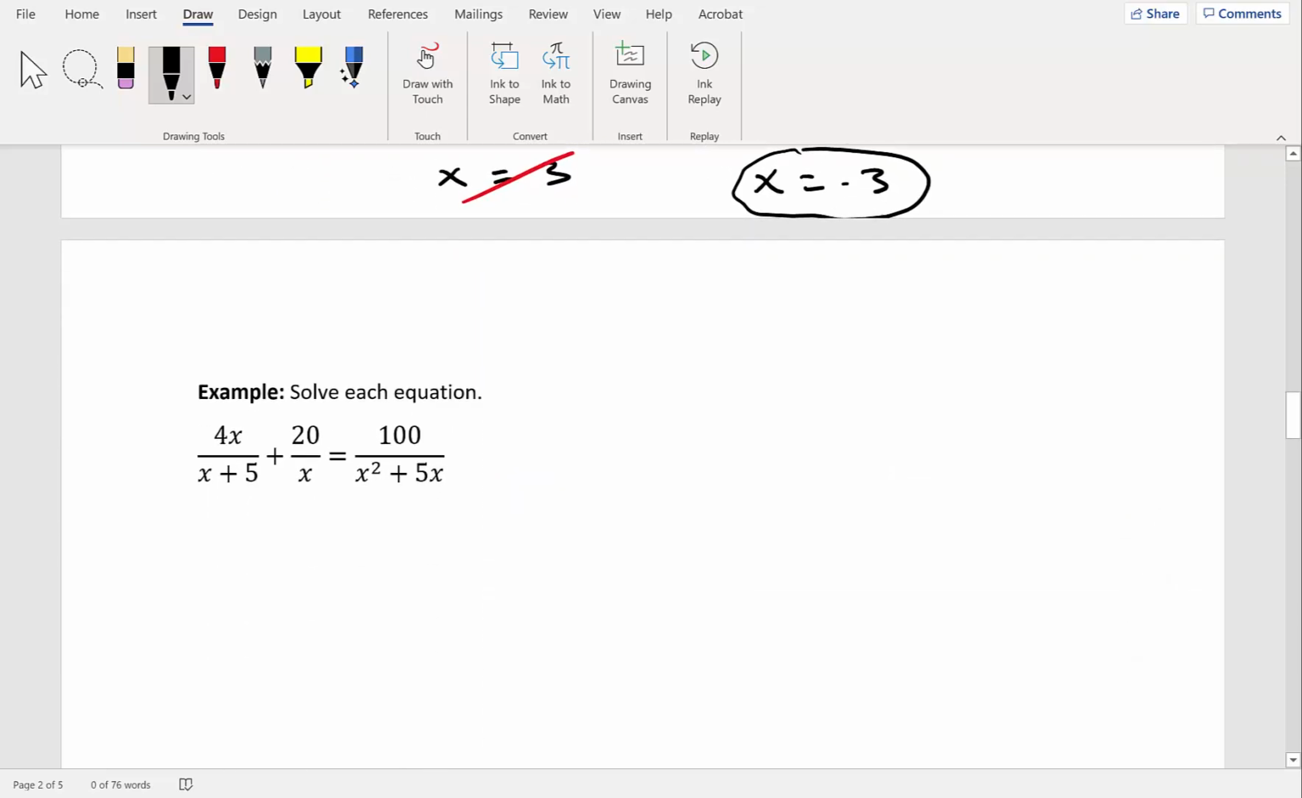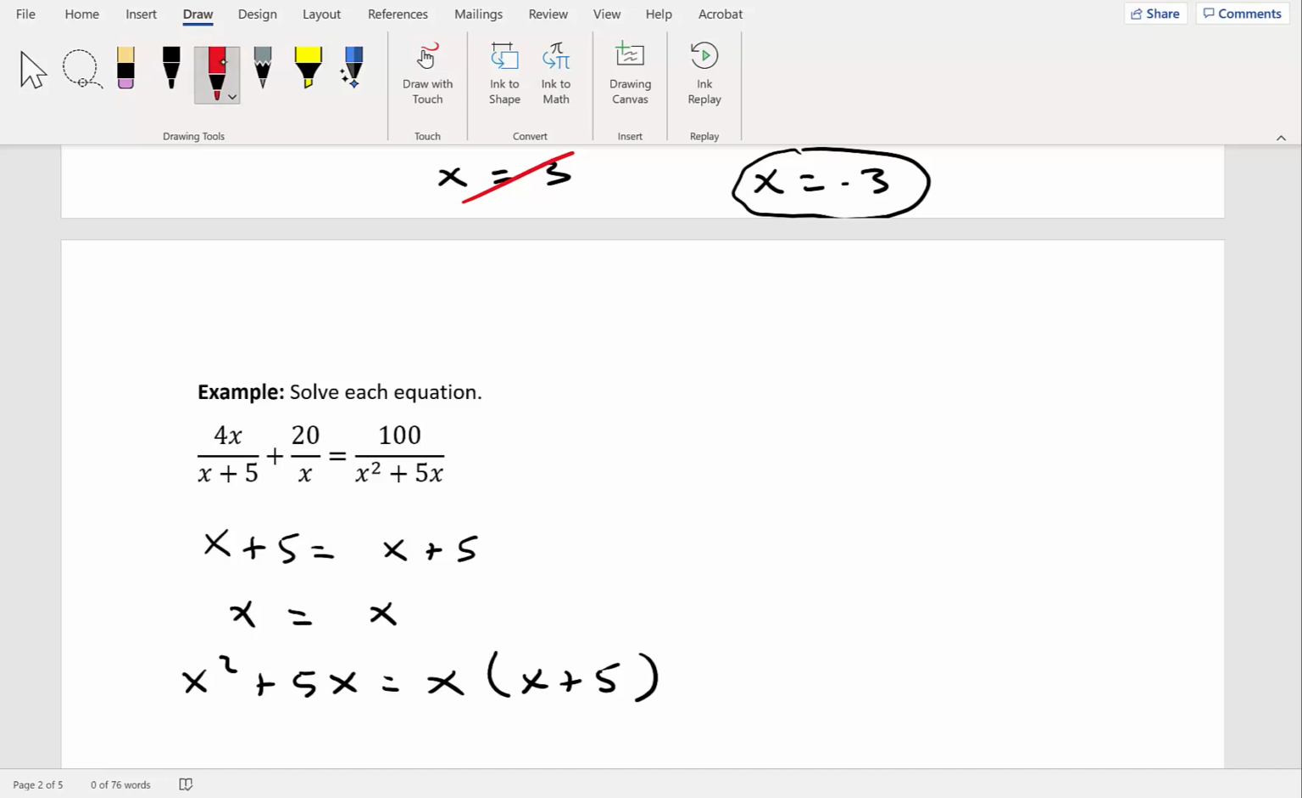Let's take a look at other examples. To solve the equation, we have 4x over x plus 5 plus 20 over x equal to 100 over x squared plus 5x. Let's begin by finding out the LCD. x plus 5 I can't factor, just leave it as x plus 5. x I can't factor either, just leave it as x. Now x squared plus 5x, I can factor out an x, and then I'm left with x plus 5.